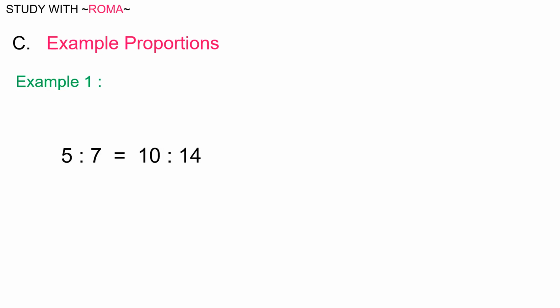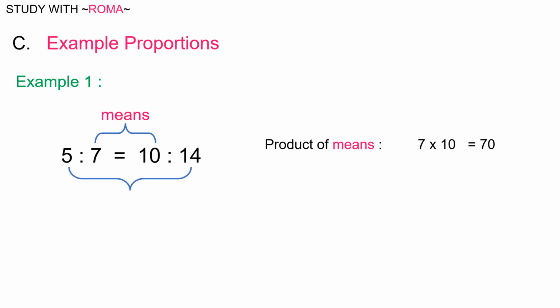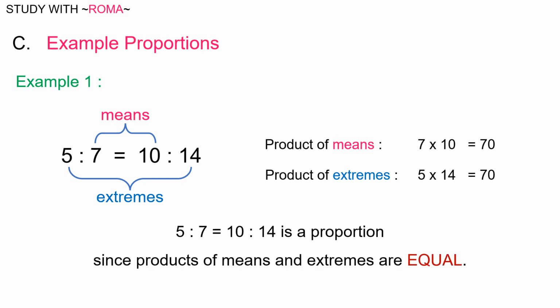5:7 equals 10:14. Is this an example of a proportion? To check, we need to get the products of means and extremes. The product of means, which is 7 times 10, is equal to 70. The product of extremes, which is 5 times 14, is also 70. 5:7 equals 10:14 is a proportion, since the products of means and extremes are both 70.